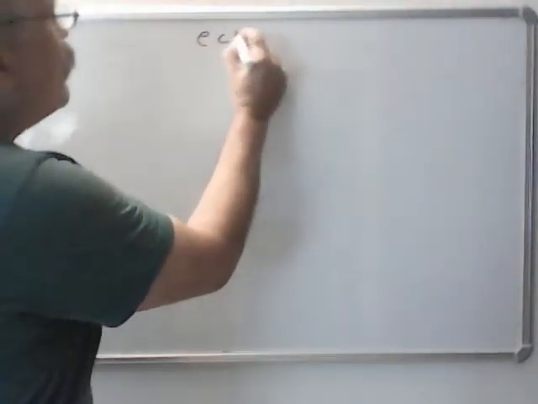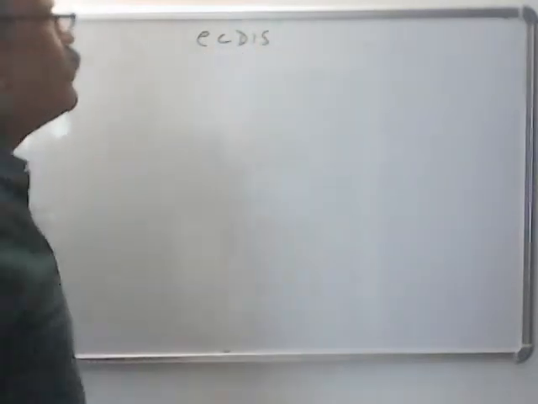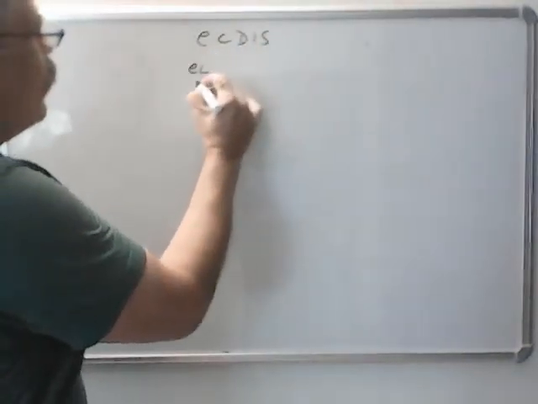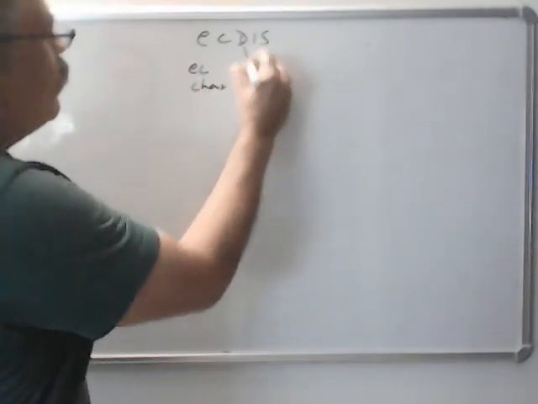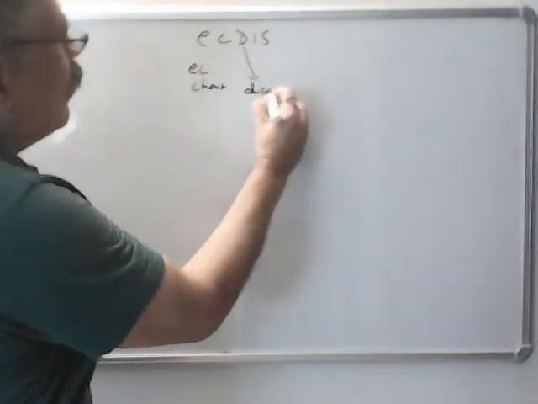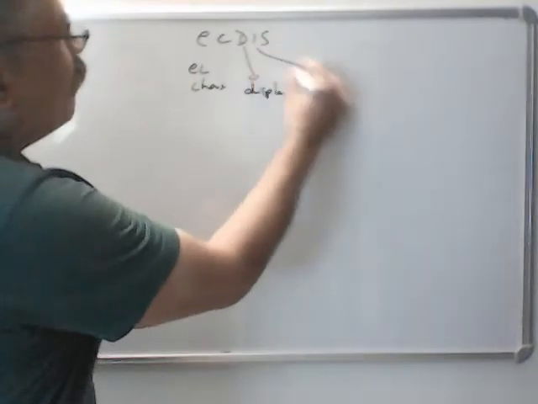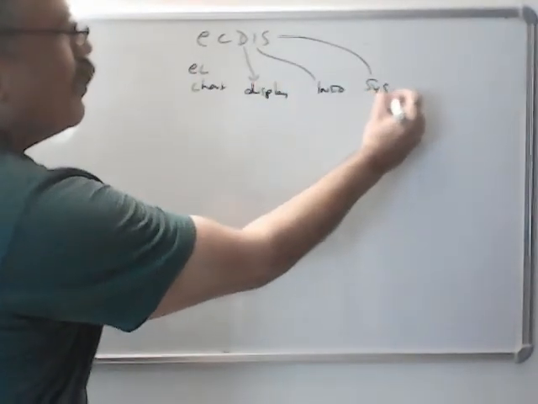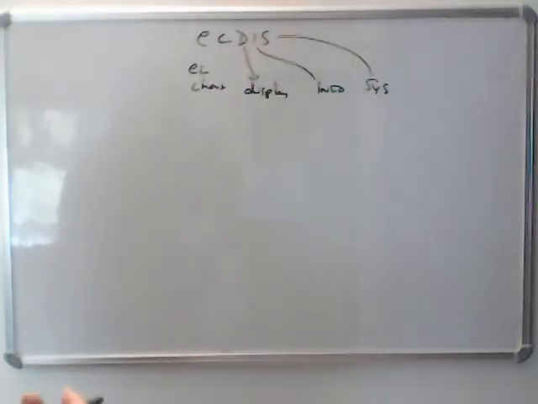Now we will do ECDIS, the ship's electronic chart. The full form is Electronic Chart Display and Information System. This is an electronic version or a soft copy of a paper chart.